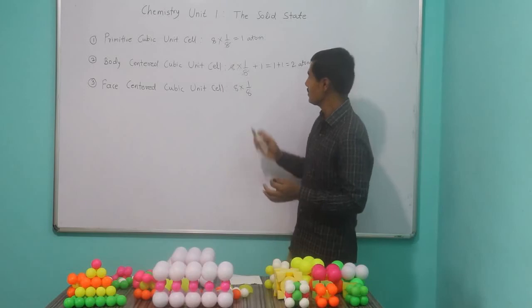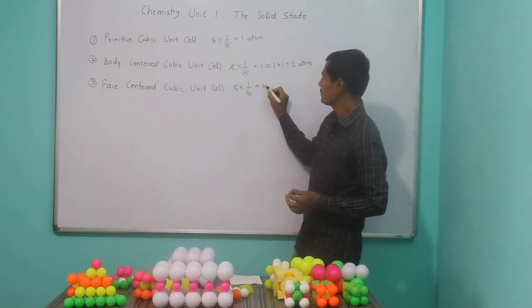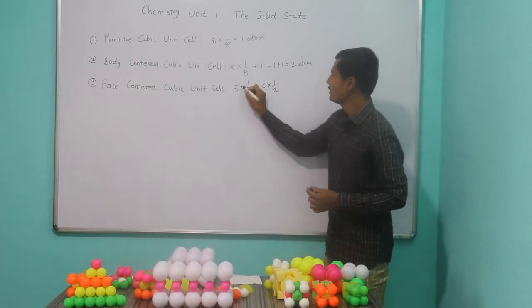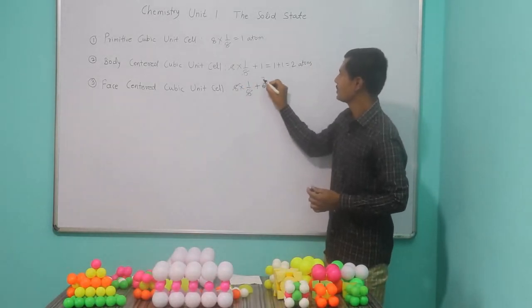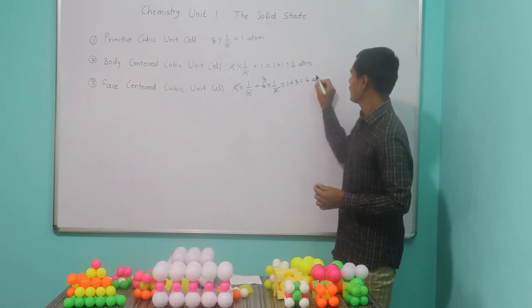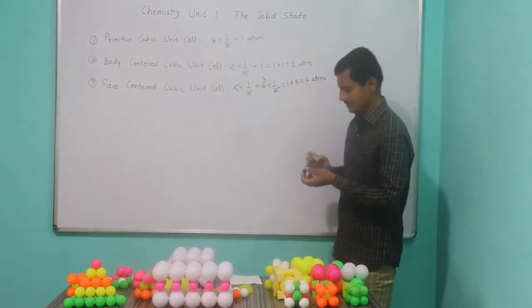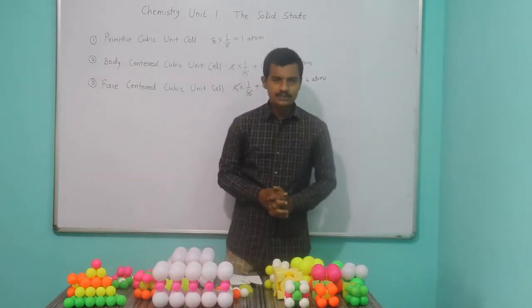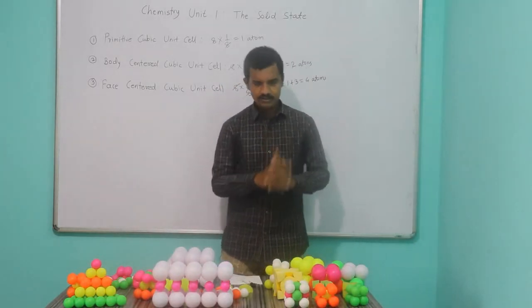At each face half an atom is present. But how many faces are there? There are 6 faces, and at each face half an atom is present. Here it will become 1, it will become 3. 1 plus 3, how many atoms are present? 4 atoms are present. In this way we can find out the number of atoms in each unit cell.